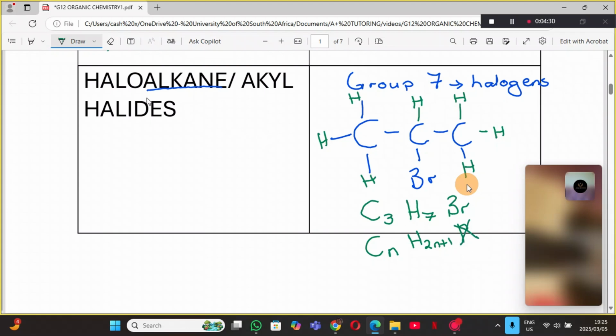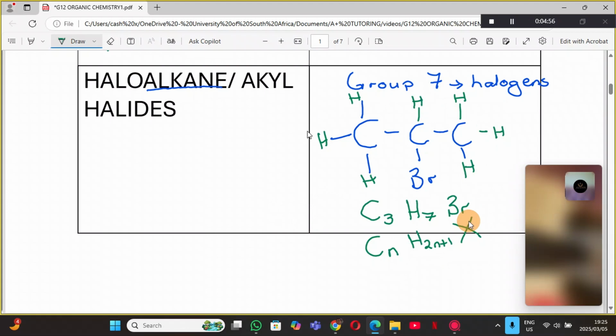Is it all going to be represented as X? Yes, if you're writing it in the formula, you represent it as an X because you don't know what it is. It's just your general formula, like how you do in maths with the Tn, the sequence and series formula. Yeah, so this is your general formula for your haloalkane. So you just have to write it like that.